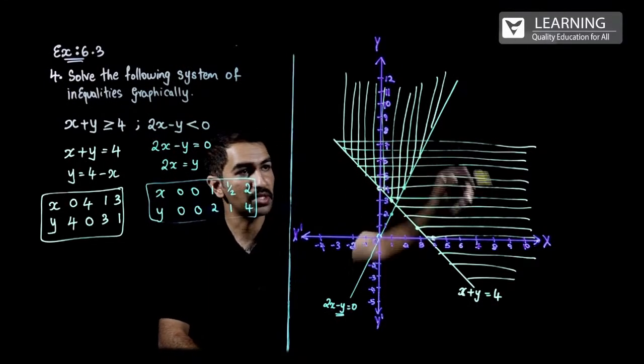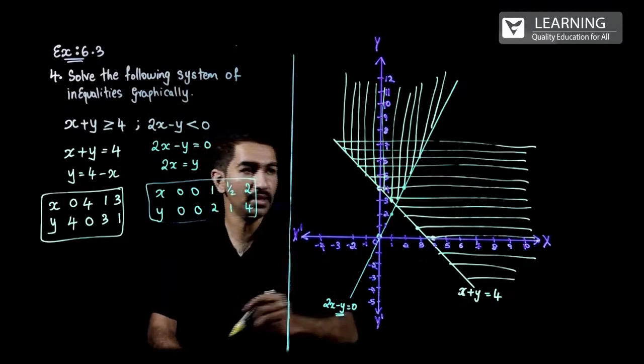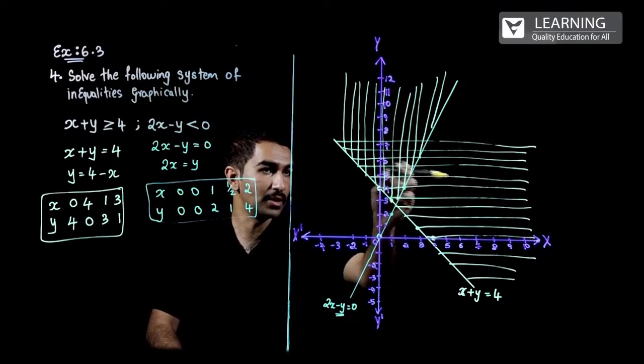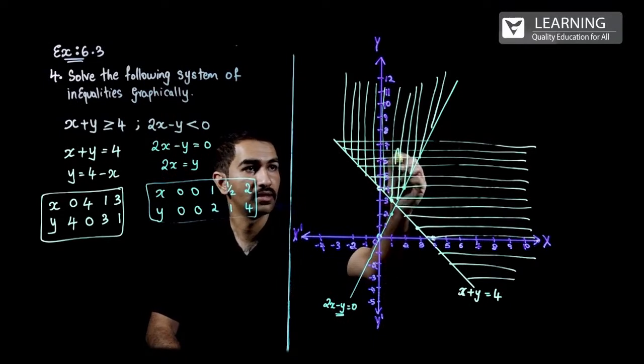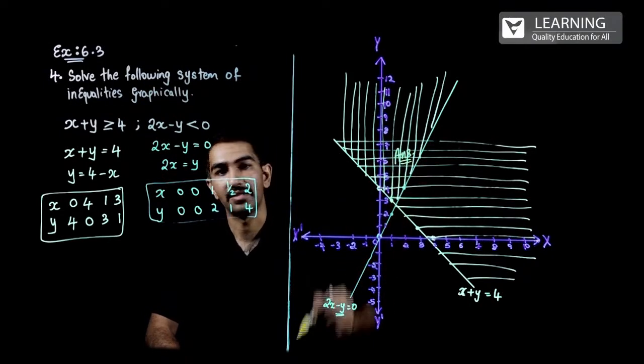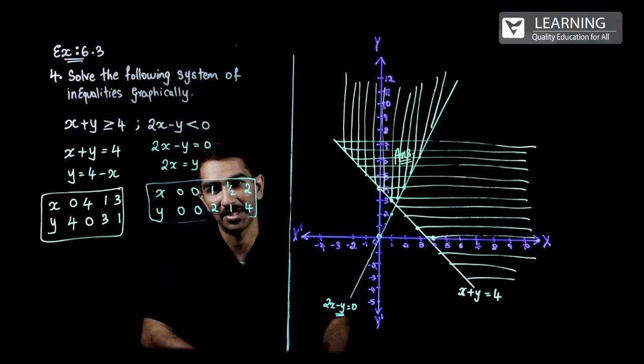So if you draw this much on the graph in your graph paper, this area which is getting coincided by the horizontal and vertical lines is your answer. Alright, moving on to the next question.